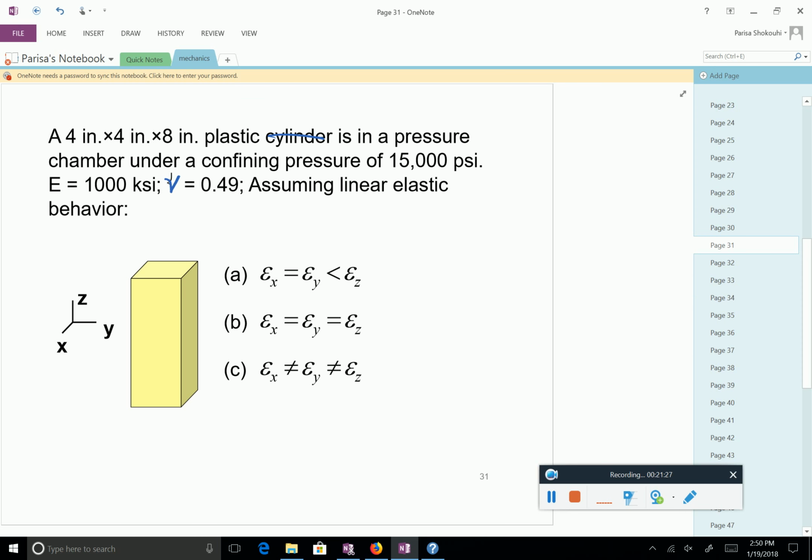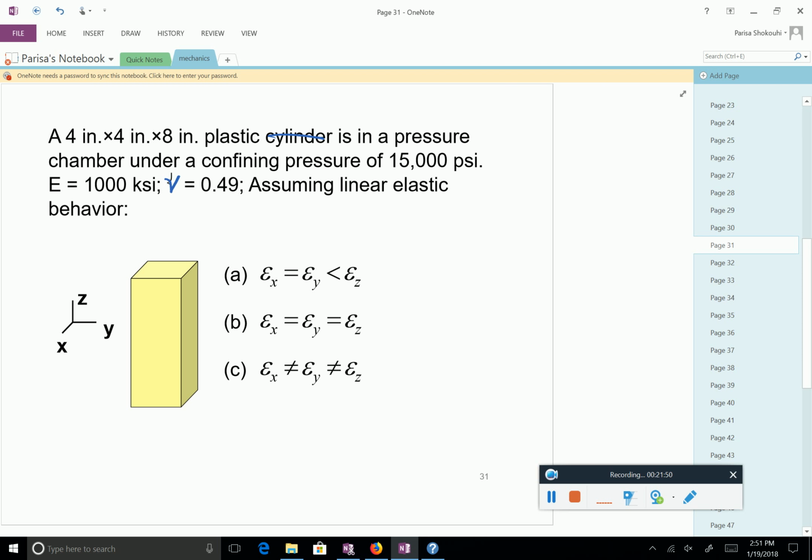Now let's analyze this problem a little bit. What does it mean in a pressure chamber? What is the state of the stress? Is it uniaxial? No. If you are inside the pressure chamber, it is like sitting inside a pool. So then you have pressure from all sides. It's triaxial. It's always good to have a sketch.